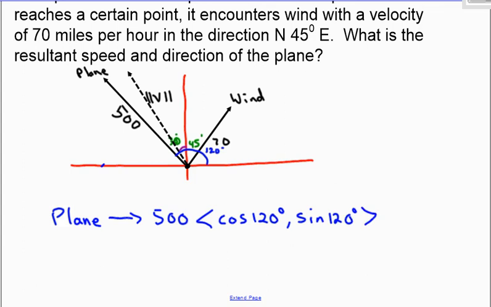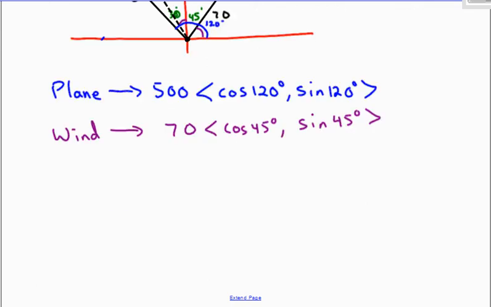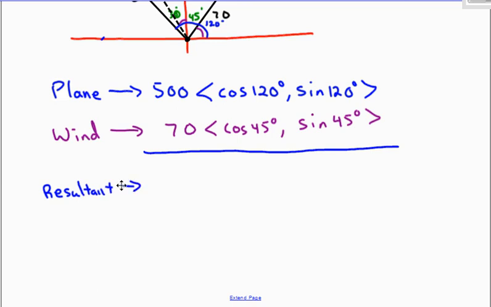For the wind, I'm going to take the magnitude of the wind, which is 70. I'm going to do the same thing. If this is 45, then this angle right here is 45. So I'll take the cosine of 45 degrees and the sine of 45 degrees. Now, when you have vectors in component form, you can add them together. So the resultant vector is going to be this.